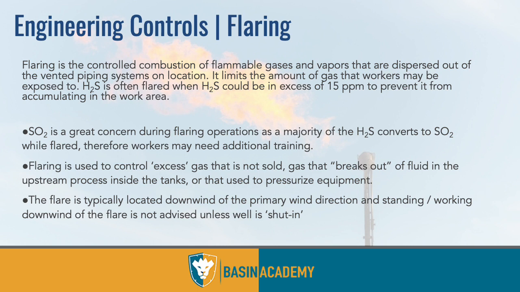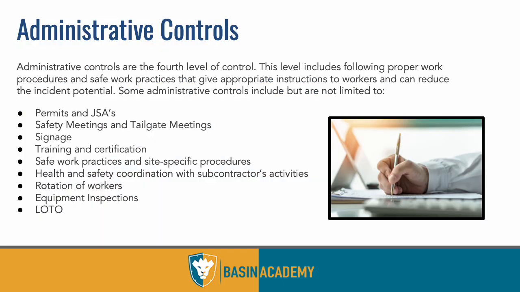But what do you do when there's no wind? Because it's heavier than air, 1.18 times heavier than air. With no wind, that's where we start to see issues. So some administrative controls: JSAs, windsocks, signage, training, safe work practices, lockout/tagout, equipment inspections, rotating workers so they're not wearing a mask 14 hours a day. Things like that would all be administrative controls, things that we can do logically to alert people of the danger and then also prevent them from being exposed longer than they should.